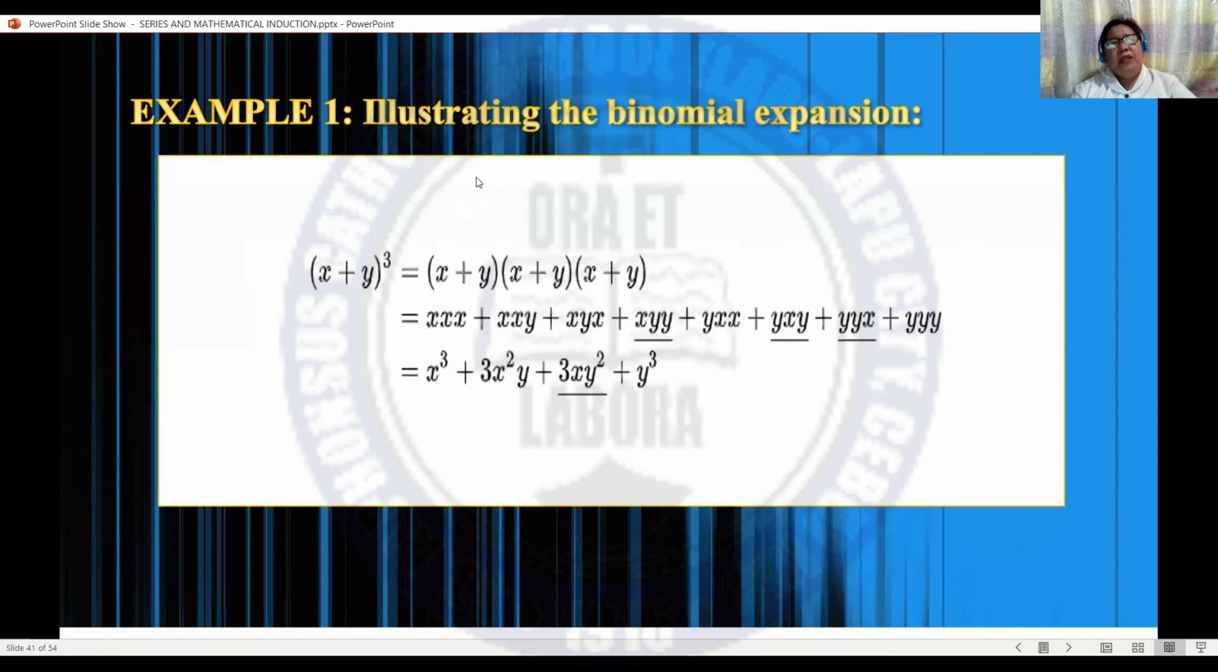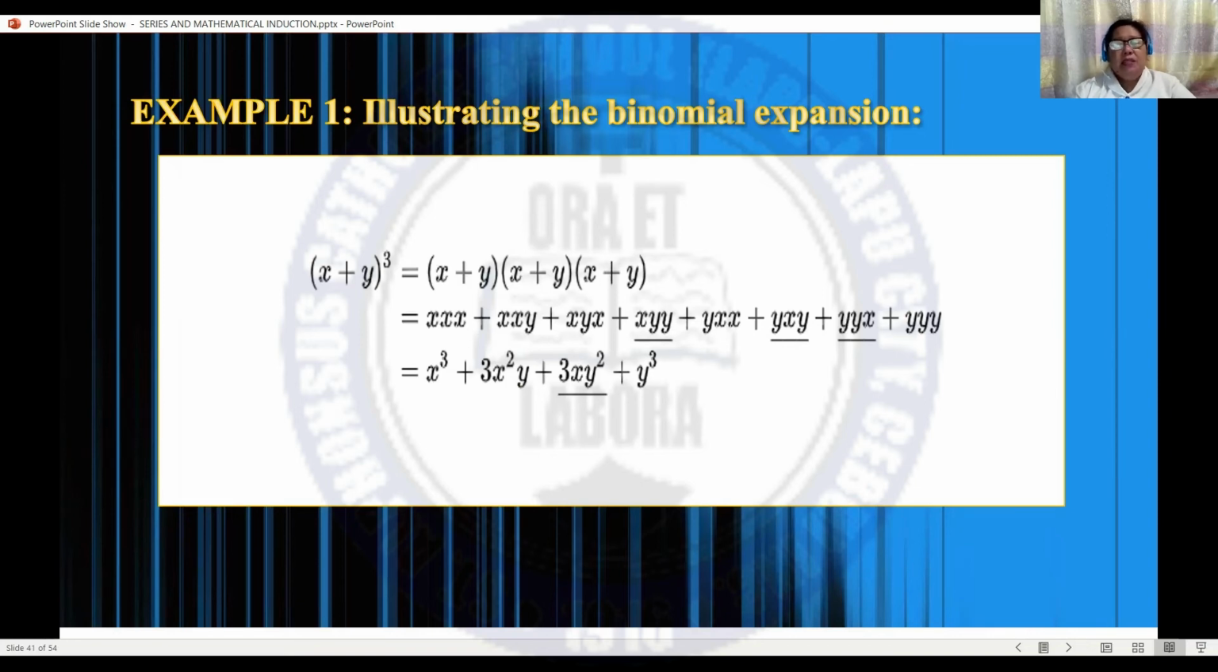For example, illustrating the binomial expansion, the cube of x plus y is simply equivalent to the quantity x plus y times the quantity x plus y times the quantity x plus y. And it will give us x cubed plus 3x squared y plus 3xy squared plus y cubed. You can use the special products or simply multiply the three binomials in order to get the expansion.